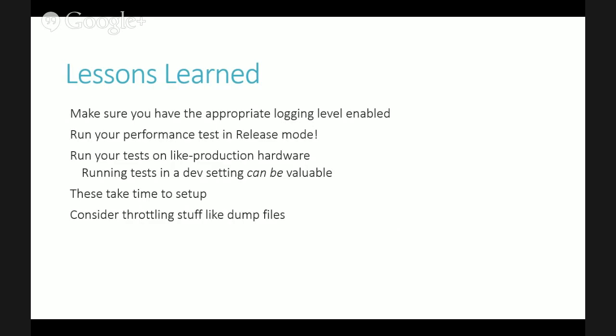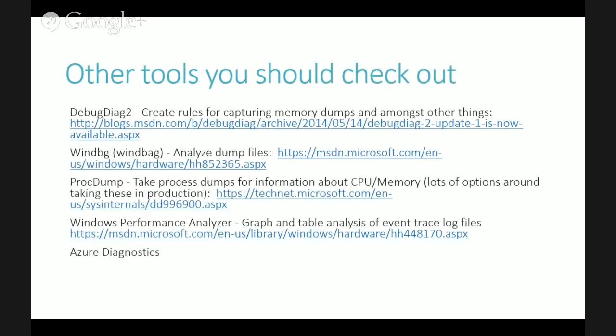You can take memory dumps in production and your PT environment, but make sure you're throttling what you're doing, right? There's a couple of tools I'll show you, like one called ProcDump. You can actually throttle how much it's doing. There might be some hesitation to using some of this stuff in production, and you can flip some bits in some places and make it a little safer.